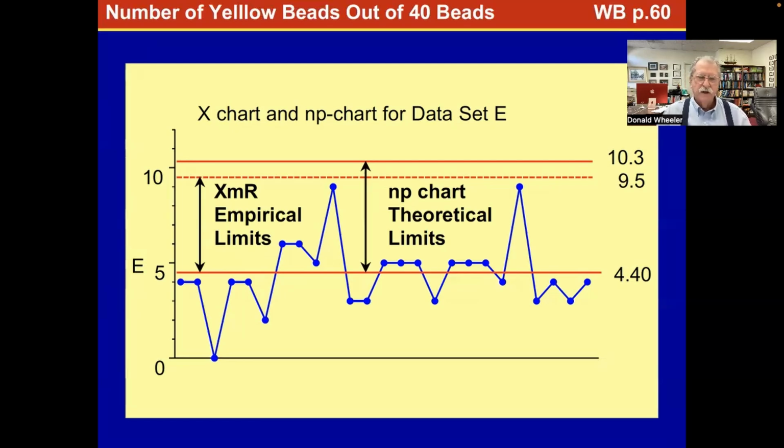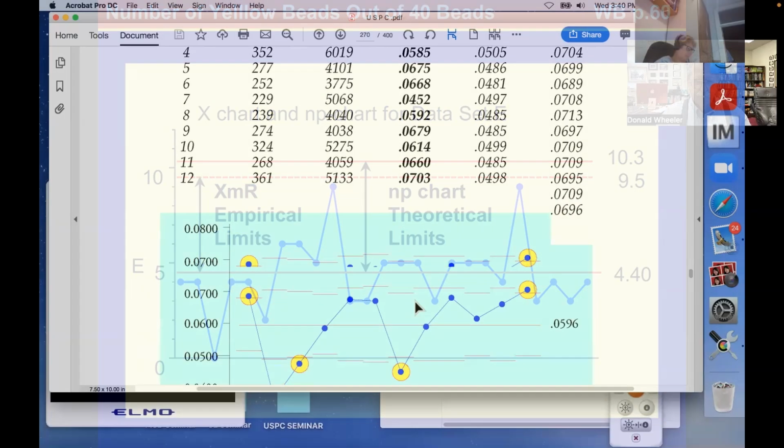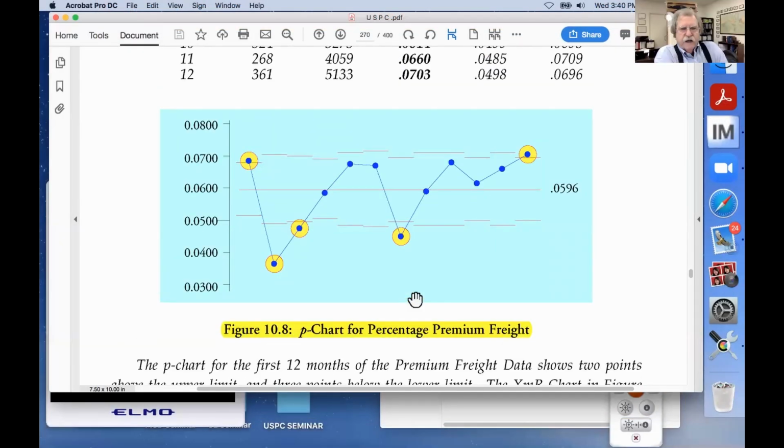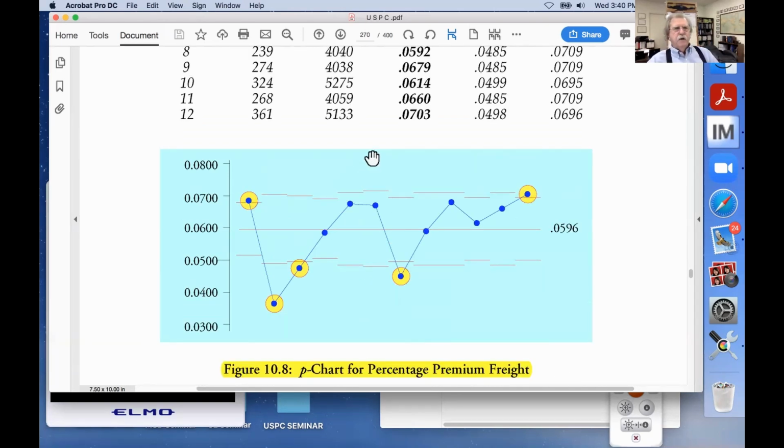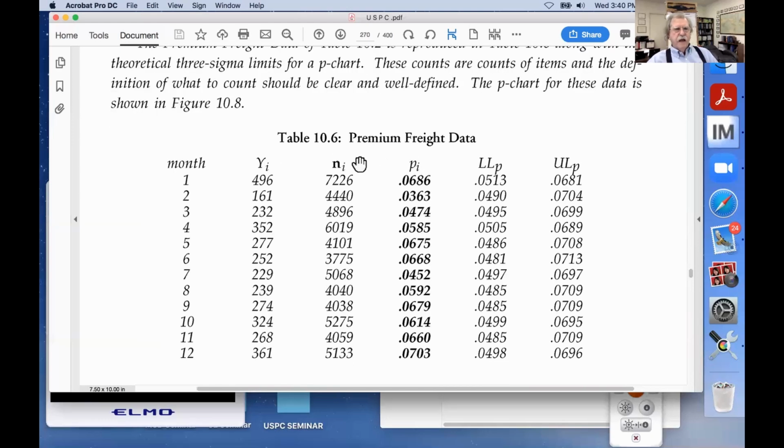But what can happen when the theory is wrong? For an example of this, let's turn to page 270 of Understanding SPC. Here are percentage premium freight shipments on a P chart. Looks like it's pretty out of control, right? But look at the numbers here. Look at the N. These are the number of shipments coming into an assembly plant each month, and they're in the thousands.